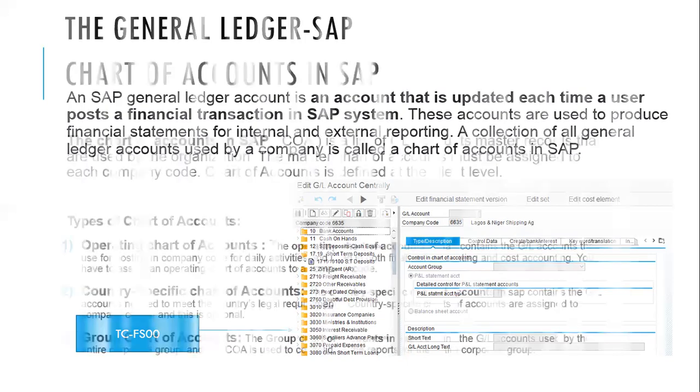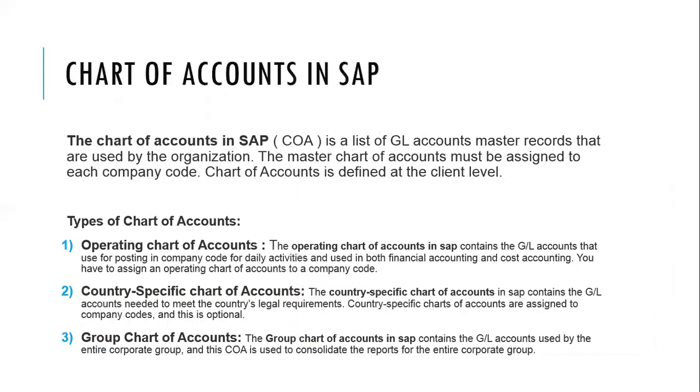Okay, so let's go further. Now let's look at the concept of chart of accounts and the different types of chart of accounts we have in SAP briefly. We have said that a chart of accounts is a list of GL account master records that are used by organizations. The master chart of accounts must be assigned to each company code. Company codes need the chart of accounts to do their reporting. Chart of accounts are defined at client level.